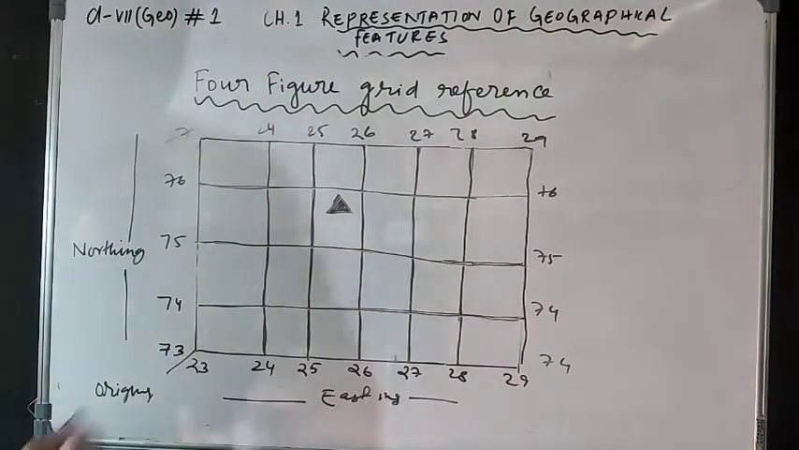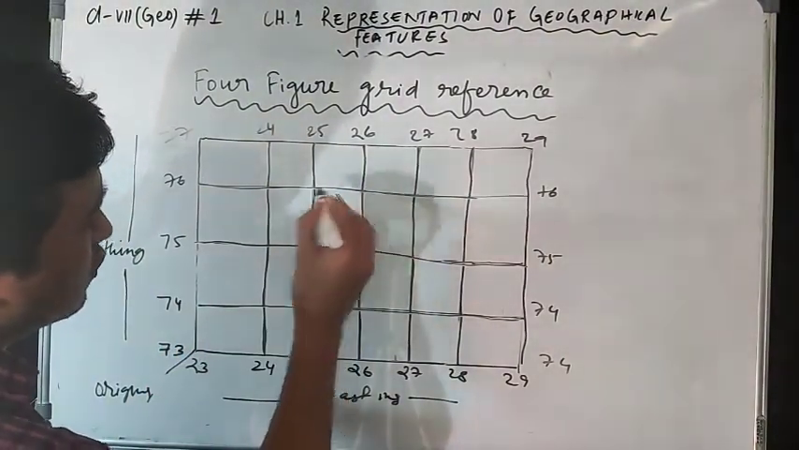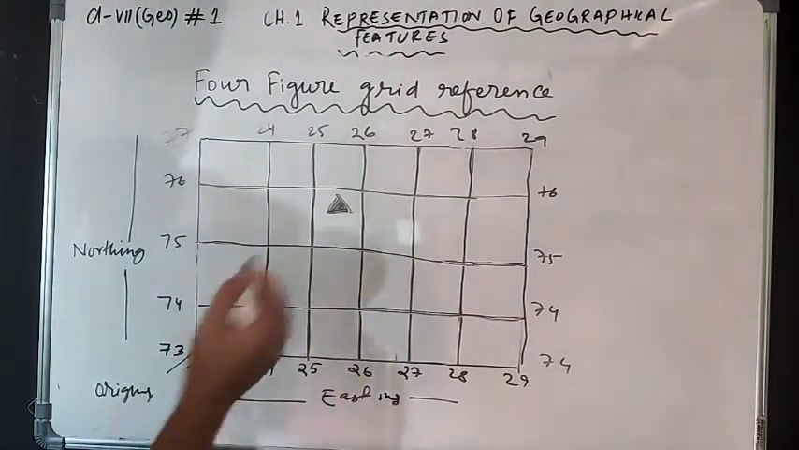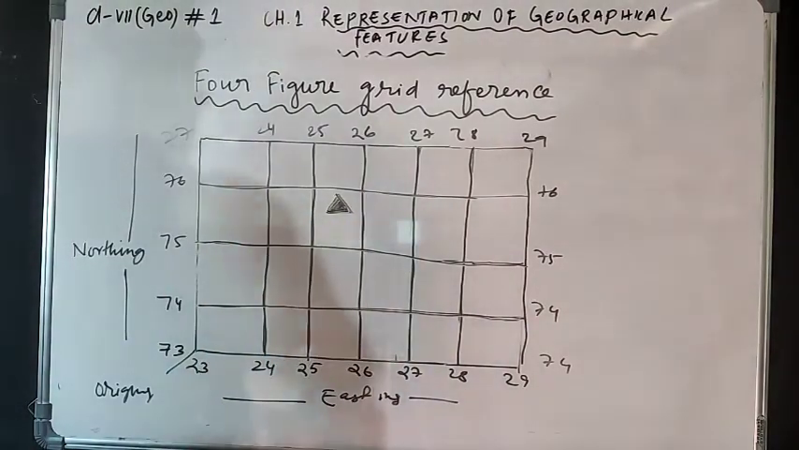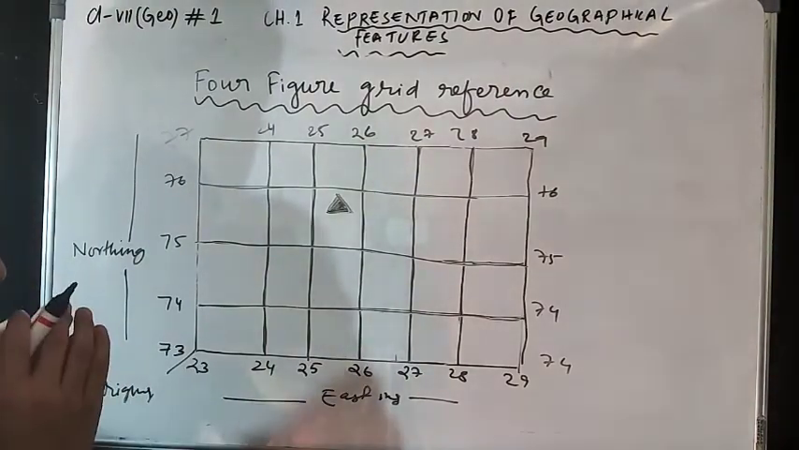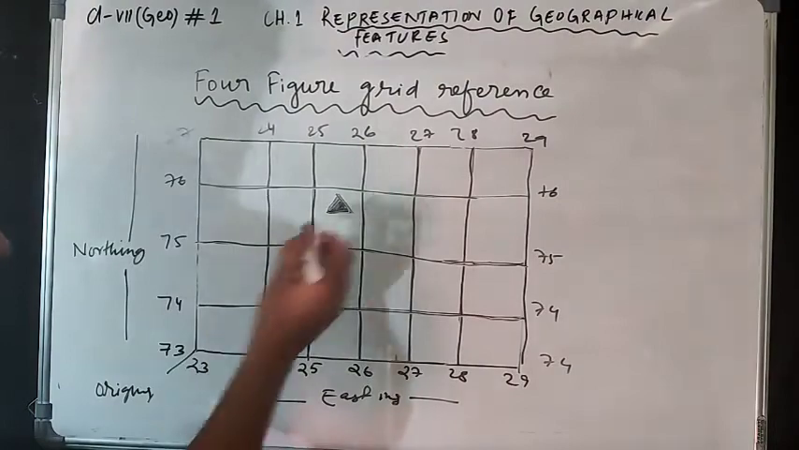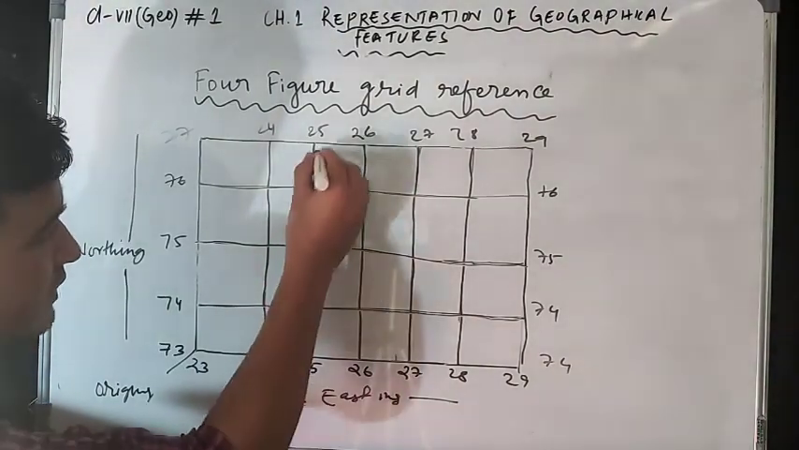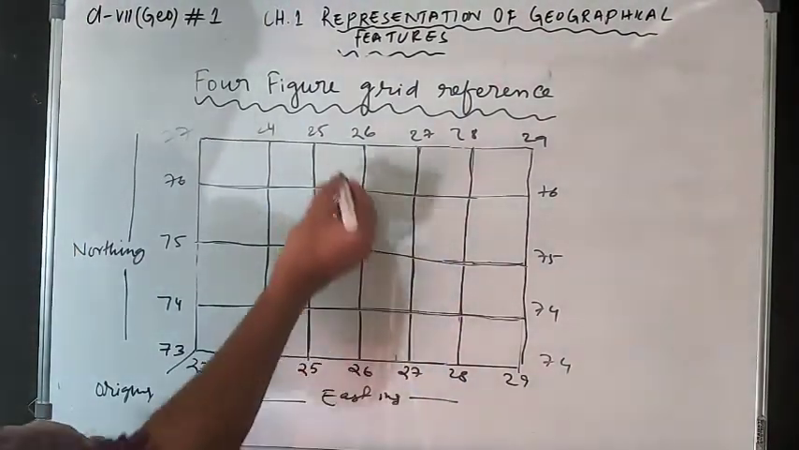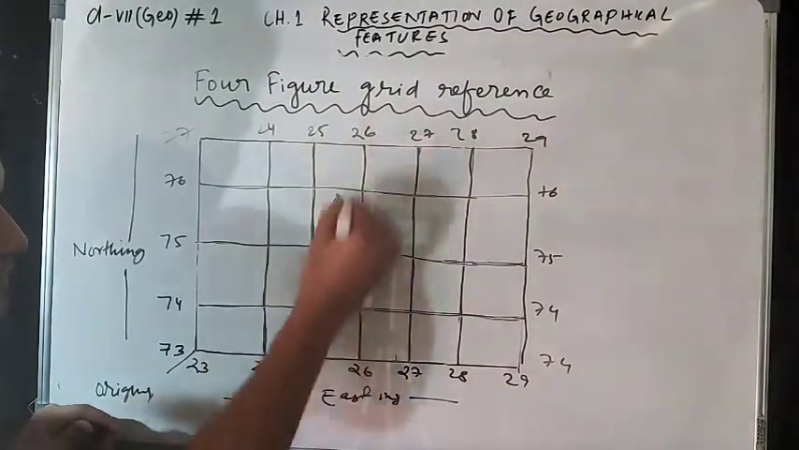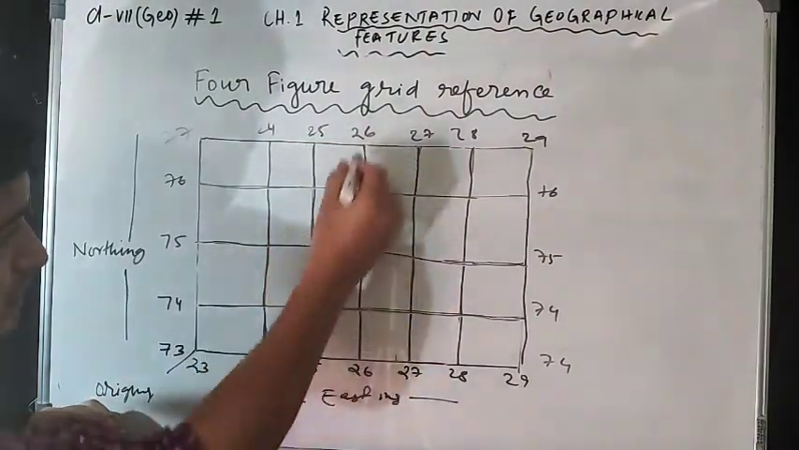Suppose this is our school on the topographical map, St. Alphonsus School. Now we have to find out the 4-figure grid reference of our school on the topographical map. So first we have to go to the east. Now you see between which two eastings our school is coming. Here you can see our school is coming between 25 and 26. So it is coming between 25 easting and 26 easting.